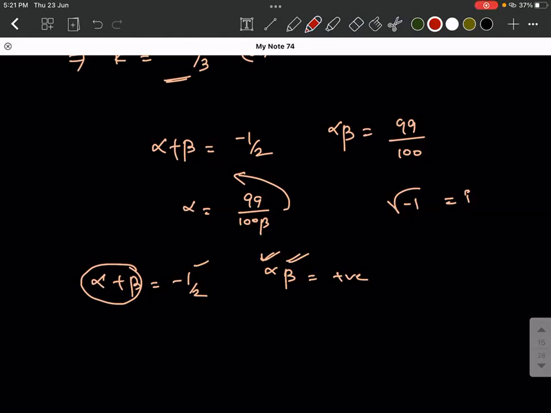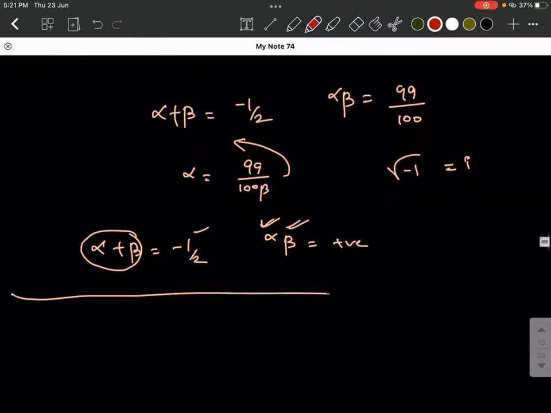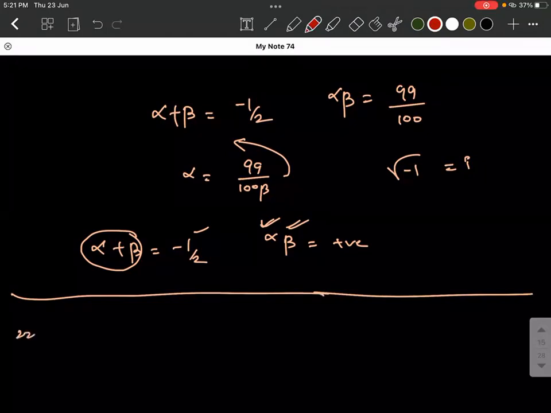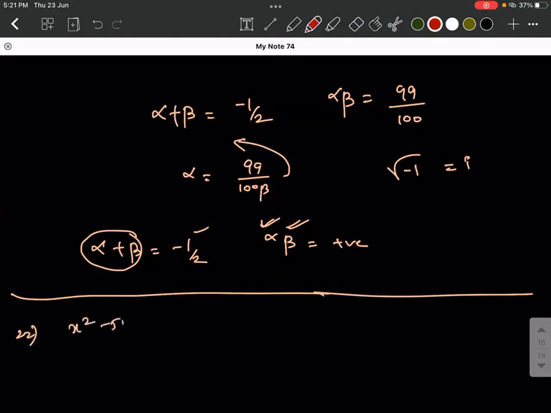Okay. So 21 is slightly lengthy. Let's do 22 and wind up, because the time is already 5:21. So we'll do 22 and close it. 22: x square minus 5x plus k, alpha and beta are the zeros of the polynomial such that alpha minus beta is equal to 1, then what is alpha into beta?